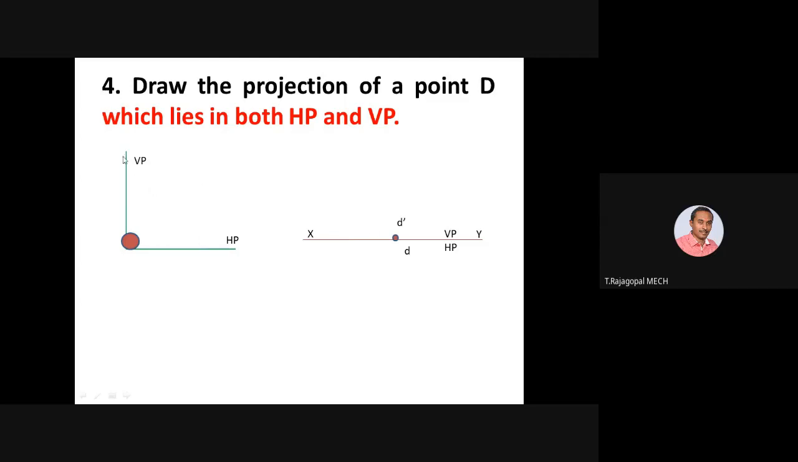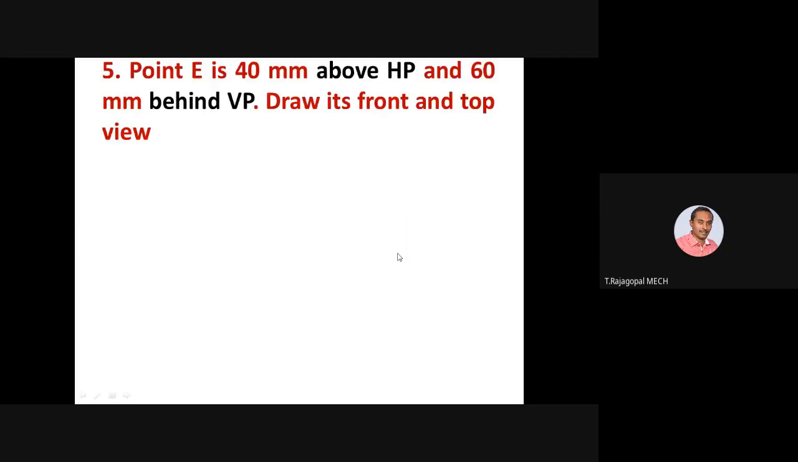Once again, the front view is always projected on the vertical plane, the observer standing here. The top view is always projected on the horizontal plane. So being the vertical plane here, the front view is above XY, D dash. After rotation of 90 degrees, the horizontal plane goes below the XY reference line. So the top view is projected on the HP, below the XY, it is D. Okay. Now you can check another option.